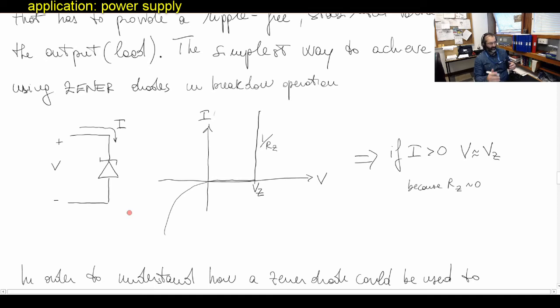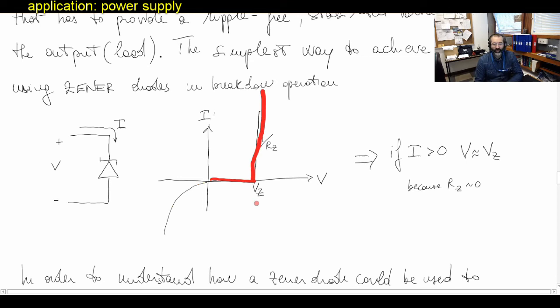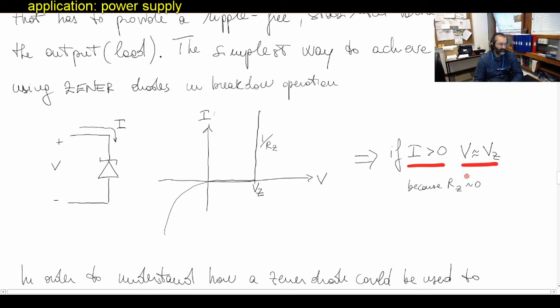And so you can realize that the IV characteristic of this device in this configuration looks like that, and this is the zener operation region. So we realize that in this device, in this configuration, if I is bigger than zero, then V will be more or less VZ, because if the current is positive, I may be here. If I was here, the voltage is still extremely close to VZ, because RZ, remember, is extremely small. So this line is extremely steep. That's the point.